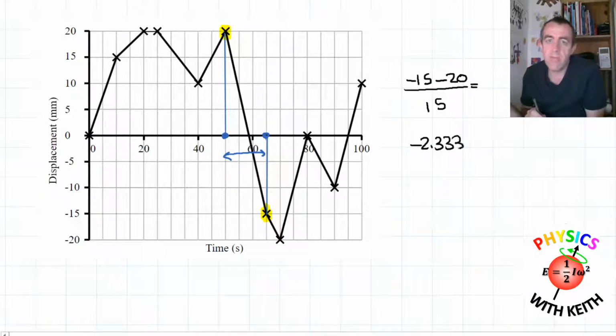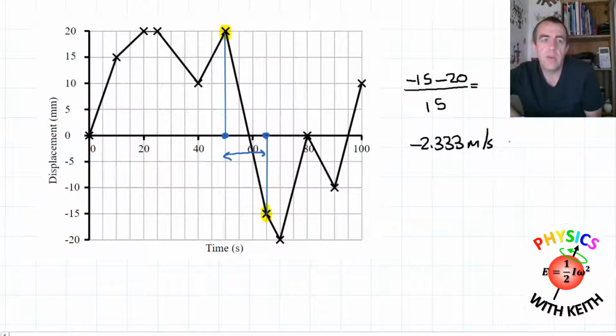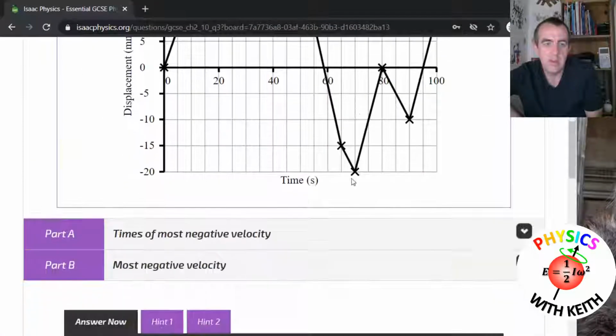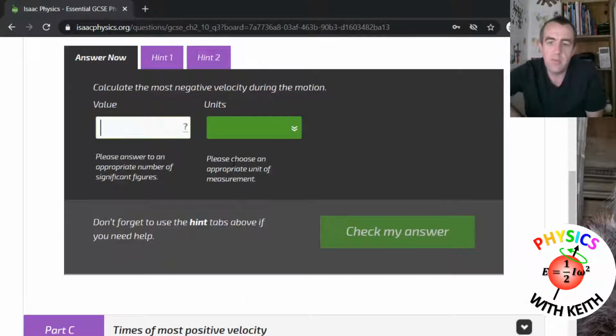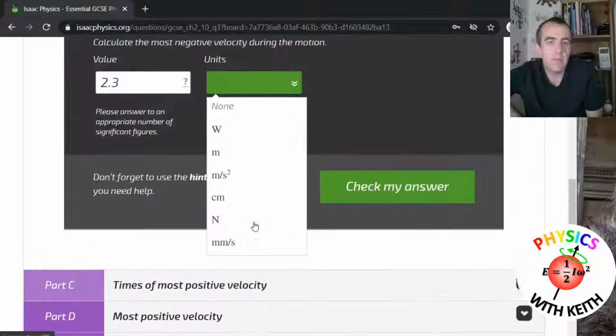We might even put a fourth significant figure in. It doesn't matter. And don't forget the unit. But before we put it into Isaac Physics, we're going to have to round it to what we think is suitable. I reckon maybe 2 significant figures, 2.3. So I'm going to put in 2.3 meters per second. Where's my meters per second?